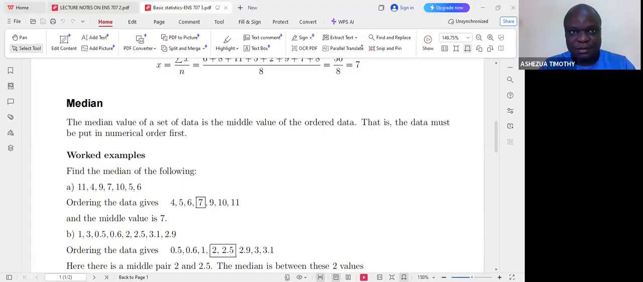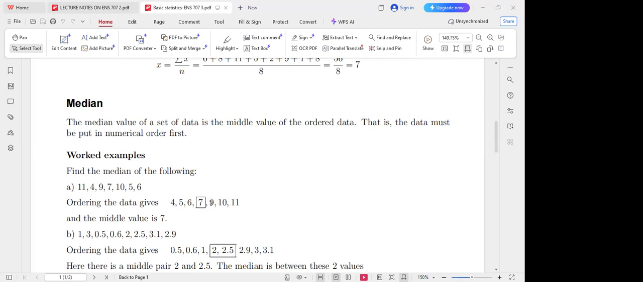The network is very bad. Let me share my screen again. Now, can you see the screen? Yes, sir.